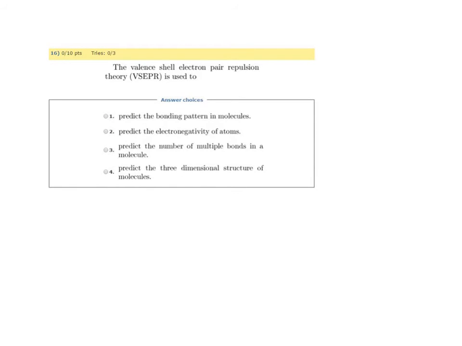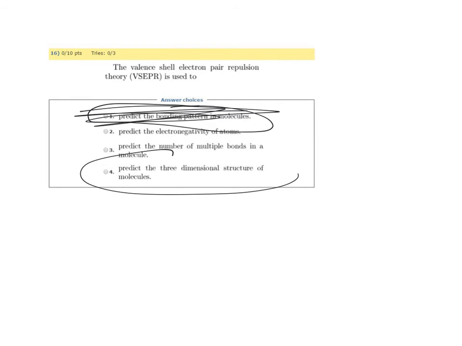What do we do with VSEPR theory? We use it to predict the bonding pattern, or the shape would be another way to say that. We don't predict electronegativity with that. It's the three-dimensional structure, sorry. The three-dimensional structure is determined by VSEPR theory, which, as we saw in the last slide, is caused by the repulsion between pairs of electrons.